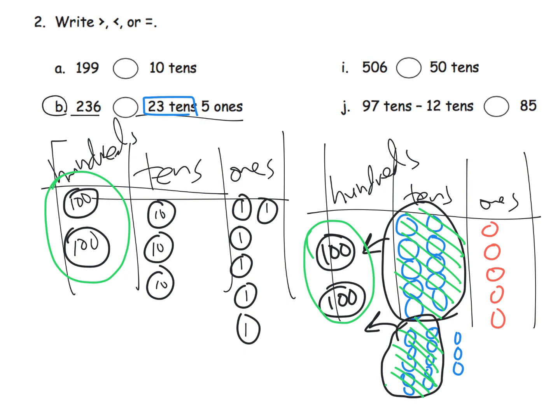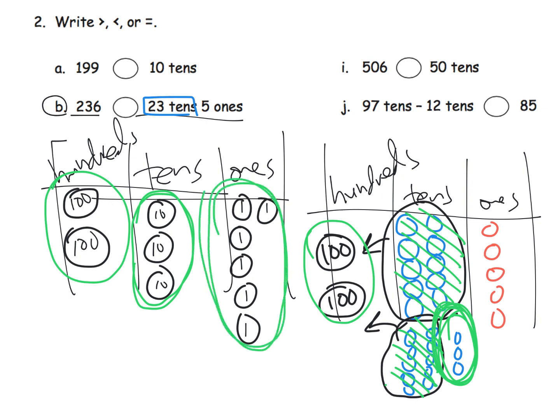Now let's look at the tens. He's got three tens. This guy still has three tens left over. It's still tied. But finally we found the tiebreaker is in the ones place. This guy has six ones, but this guy only has five. So that automatically means that 236 is greater than 23 tens and five ones.